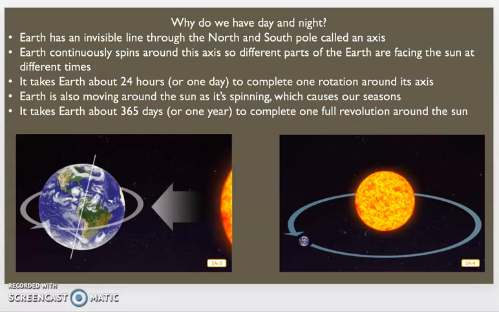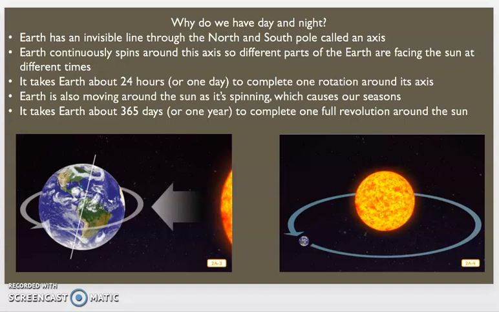In the next lesson, we talked about why we have day and night. In the first photo on the bottom in the left-hand corner, we see an imaginary line that cuts through the North and the South Pole in the Earth, and that's called an axis, and it is a little bit tilted. Now, the Earth is continuously spinning around itself on that axis, so different parts of the Earth are facing the sun at different times. And that's the reason that we have our daytime and nighttime.